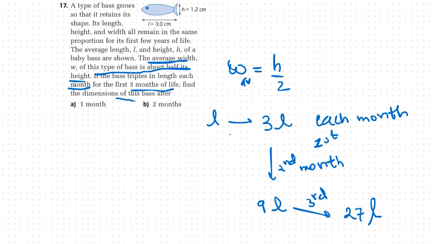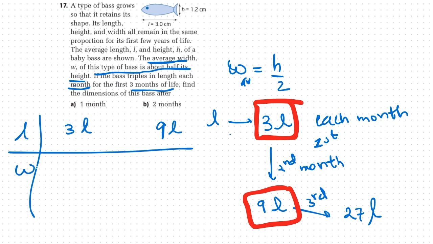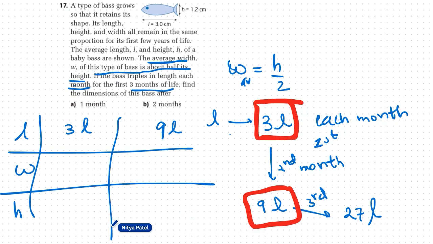So find the dimensions of this object after 1 month, 2 months. After 1 month, length will be 3L, right? After second month, length will be 9L. So this is about length. There are three categories: length, width, and height. So we just took care of length. What about width? Width is half of that, so it'll be 1.5. See, width is half of height.